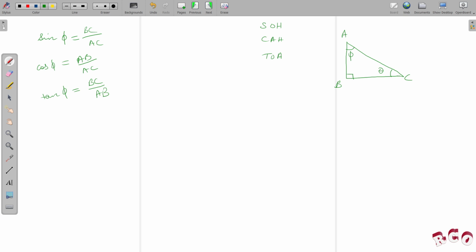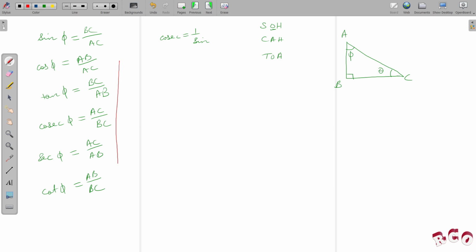And then we know now cosec is equal to 1 by sine. Cosec phi will be the inverse of this, so it will be AC by BC. That means hypotenuse by opposite. And then sec phi will be hypotenuse by adjacent, and then cot phi will be adjacent by opposite, AB by BC.